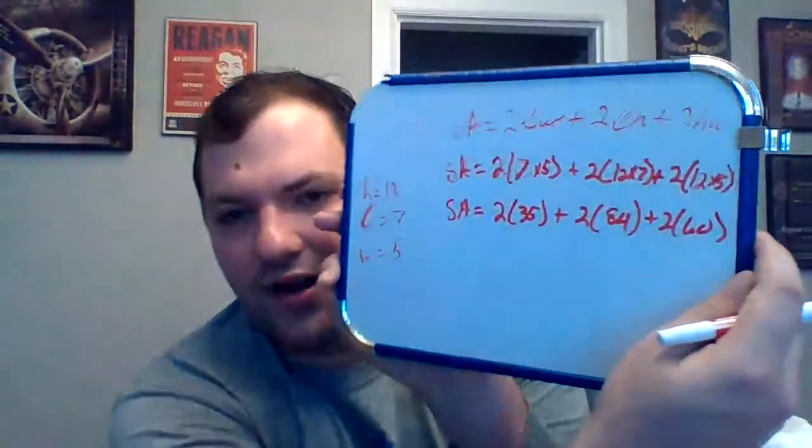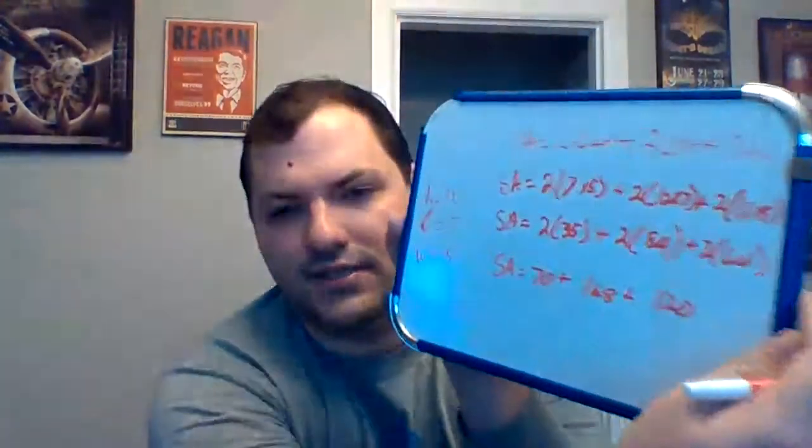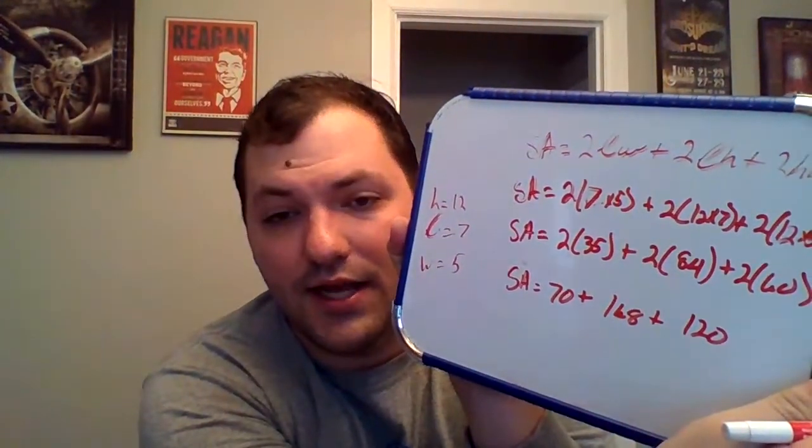Okay? So now I solve what's in the parenthesis first. And I have 2 times 35. I have 2 times 84. Yep. And plus 2 times 60. So hopefully you have that along with me. Okay? 2 times 35, 2 times 84, 2 times 60. And I solve it again. Surface area equals 70, and 84 times 2 is 168, and 120. 70 plus 168 plus 120.